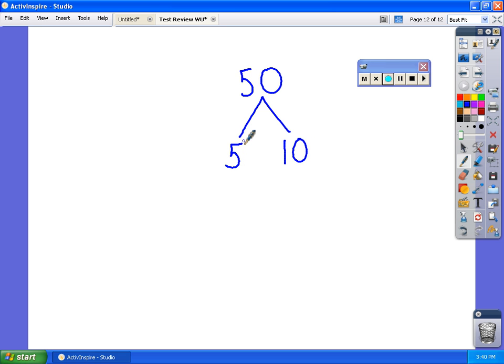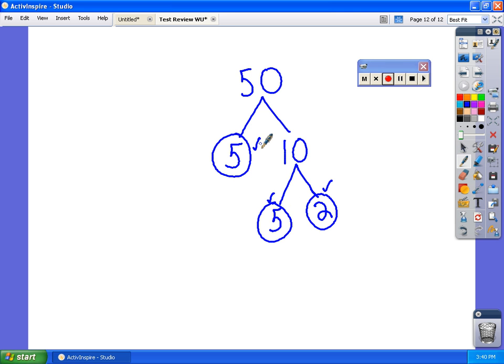Now I ask myself, is 5 a prime number? Since you can only break it down into 5 and itself, it is a prime number, so I'll circle it. But 10 is not prime, because other than 10 and 1, you could also break it down into 5 and 2. Well, the 5 and the 2 are prime factors. So to get to 50 using only prime numbers, I'm going to use these numbers, but I'm going to write them in least to greatest: 2 times 5 times 5. This is the prime factorization of the number 50.